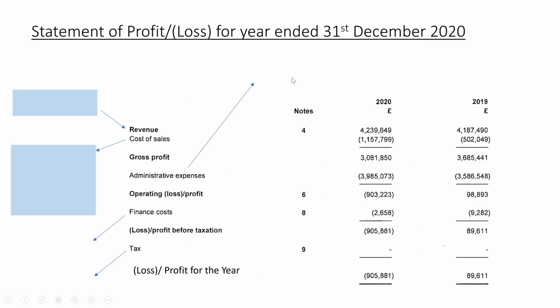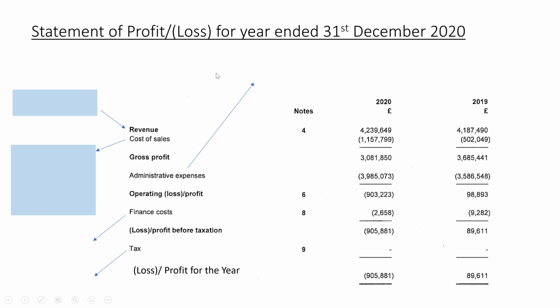Okay, the very first one, the first horseman of the apocalypse. So here's an example of a statement of profit and loss. At the title we have the year ended 31st December 2020. So we have 2020 here and 2019. Now remember that profit is the same as income minus expenses. So the statement of profit and loss is showing us our income less our expenses. And I'll go through the different headings now.